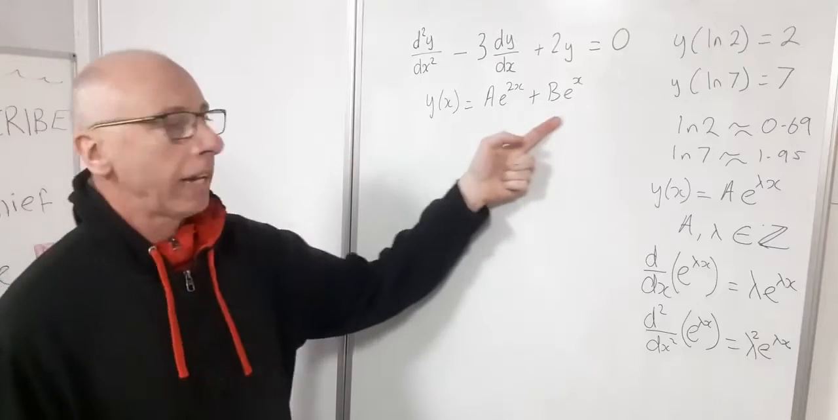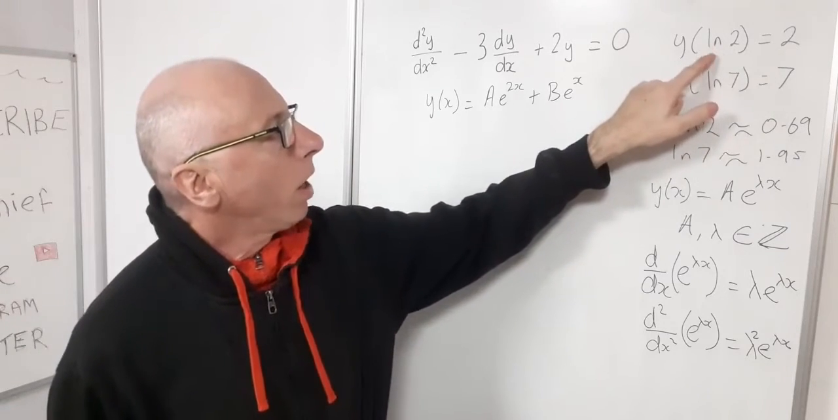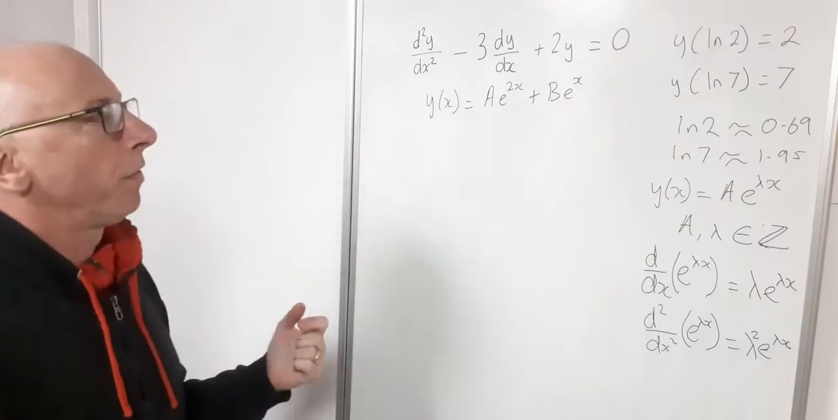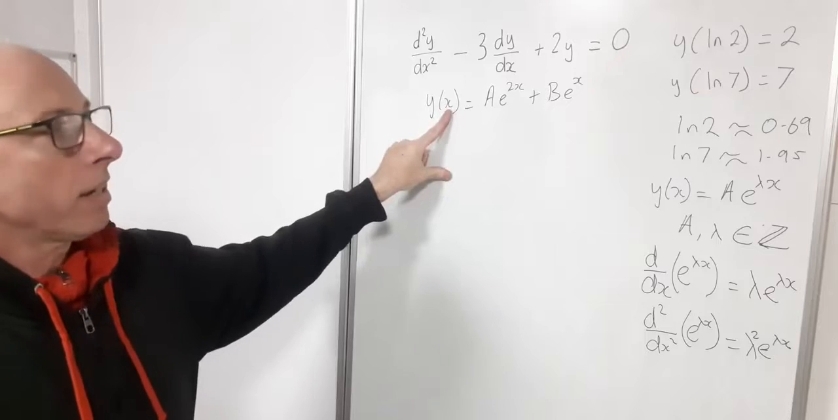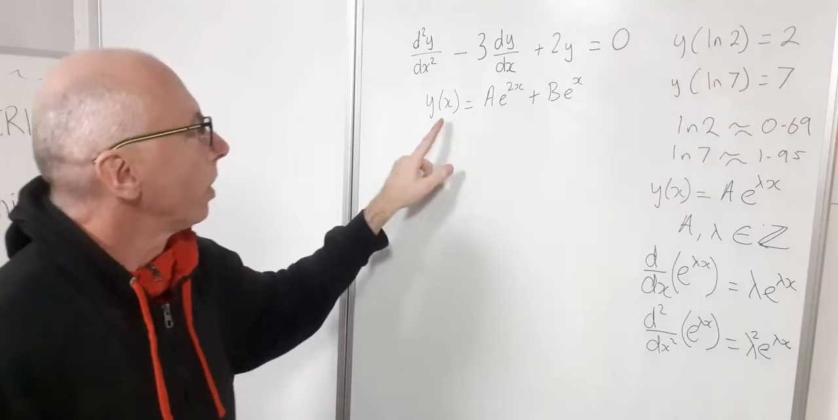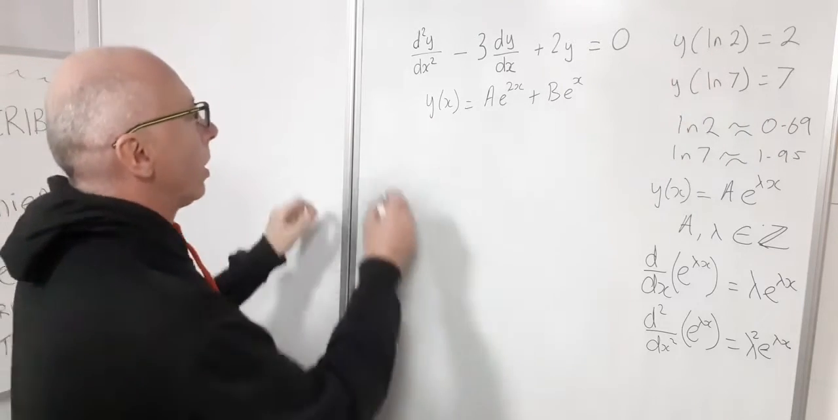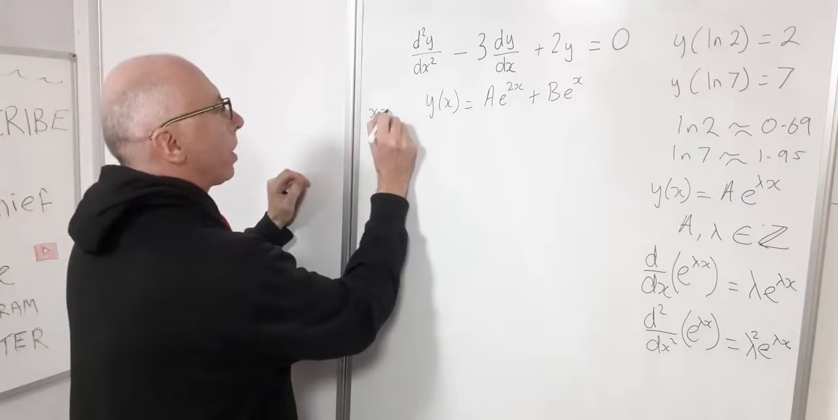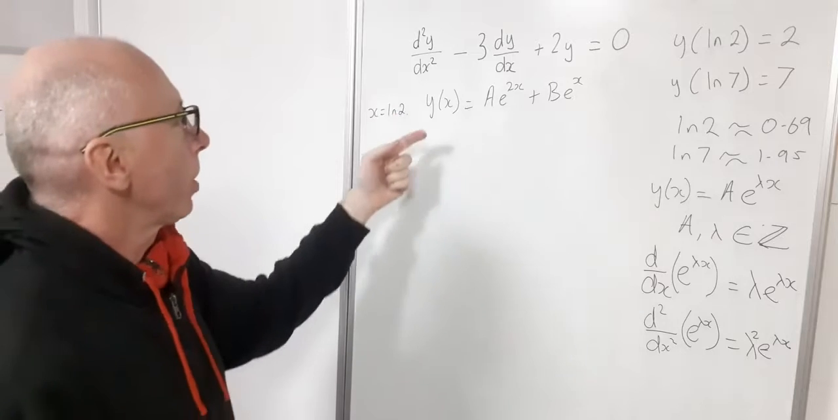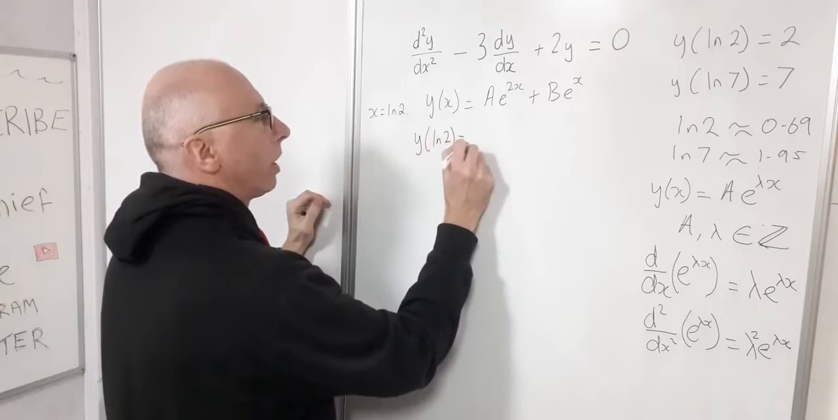Okay, now let's plug in some boundary values and see where that gets us. So I've got y of log of 2 equals 2. So using that one first, my x input is going to be log of 2, which gives me a value of 2. So this is going to equal 2 at x equals log of 2. So let's just put a note here, x equals ln 2, and then we know that equals 2. So let's plug that in. So y of ln 2 equals 2.